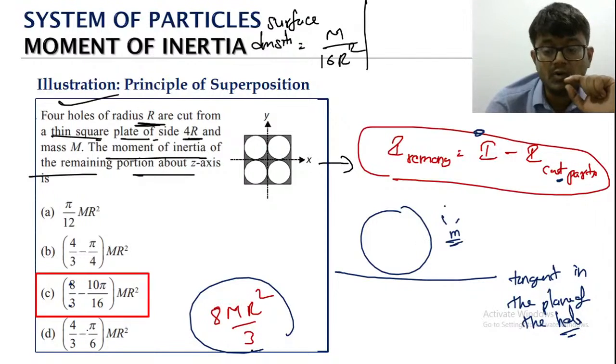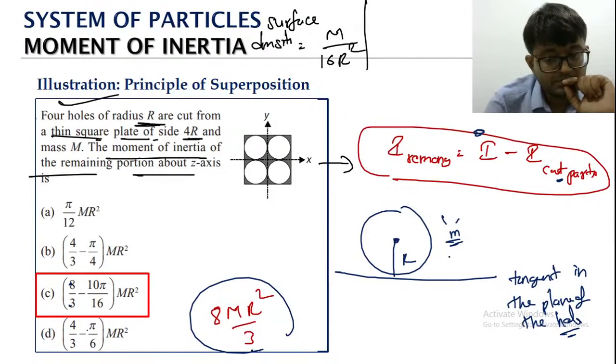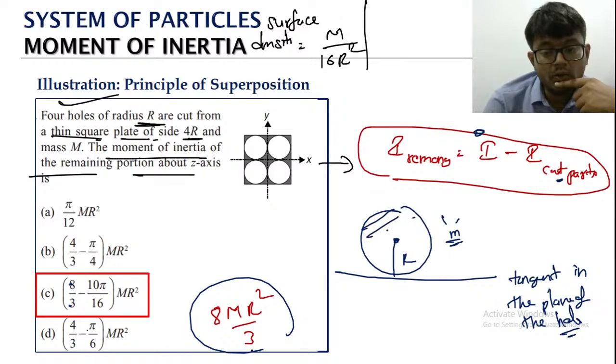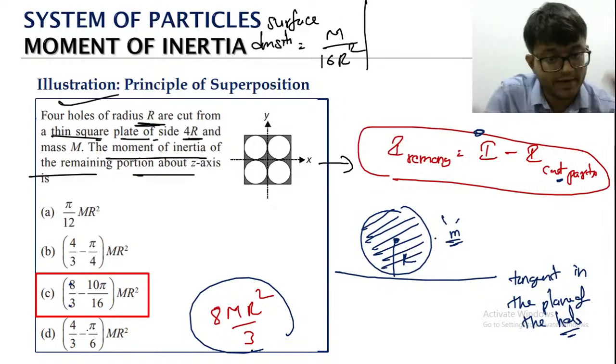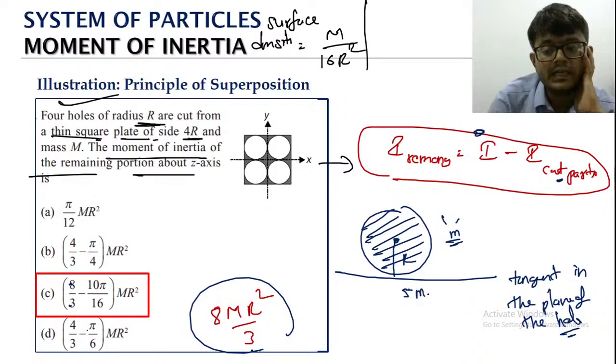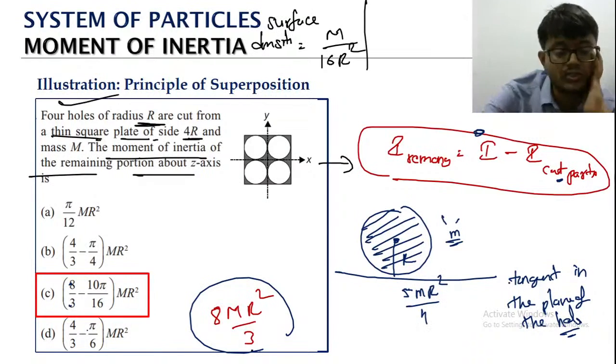If the mass of this is small m and the radius is R, what is the moment of inertia about the tangent which is in the plane of the hole? This hole is created by removing a disc, right? So for a tangent in the plane of the disc, the moment of inertia formula is 5 mr square by 4. This is the result that we already saw.